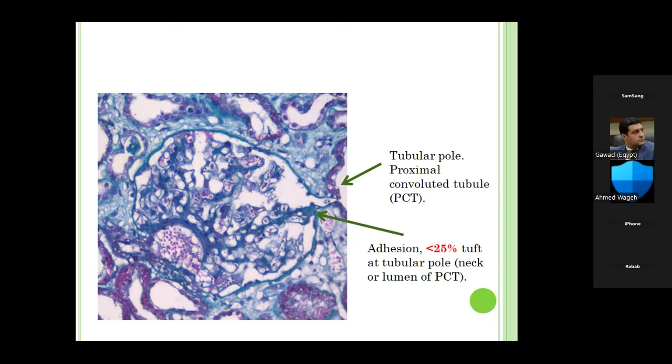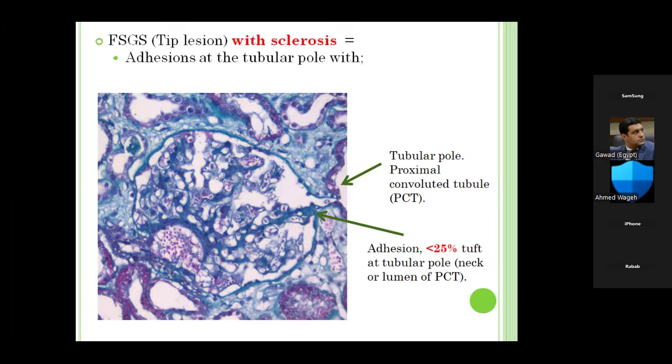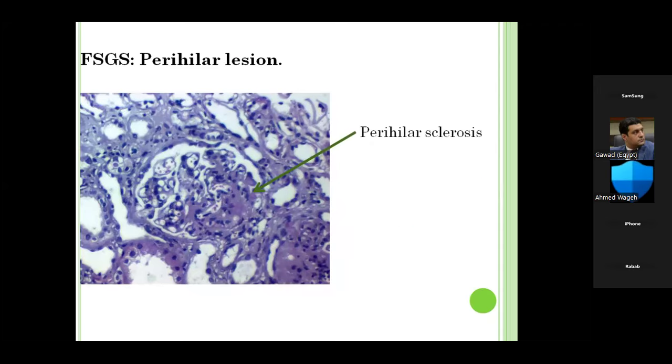So by chance, this one, the serial cut, gives us this beautiful picture for this inlet, and this is the proximal convoluted tubule. It continues here with this outlet. Let's see, it's the outlet, and that's the tip with the glomerulus, the glomerular capillary that is here showed adhesions with this outlet. So it's a tip lesion with sclerosis at this adhesion at the tubular pole, with sclerosis less than 25% of the glomerulus.